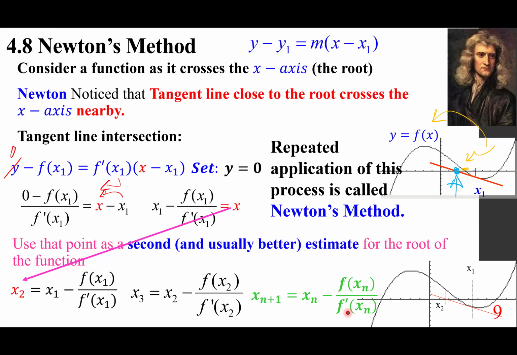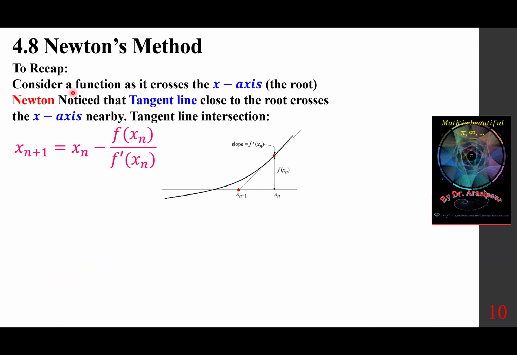So we're going to go over the synopsis of that and an example. To recap, consider a function as it crosses the x-axis. Here's the function, and it crosses the x-axis at this point, called the root. Newton noticed the tangent close to the root crosses the x-axis nearby. If you look at the tangent line, we are not saying that this, which is the root of the tangent line, is the same as this one. We are just saying it's nearby. That's all we know. And x of n plus 1, we said, is x of n minus f of x of n over f prime of x of n.